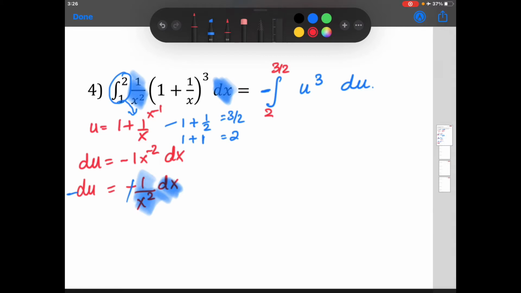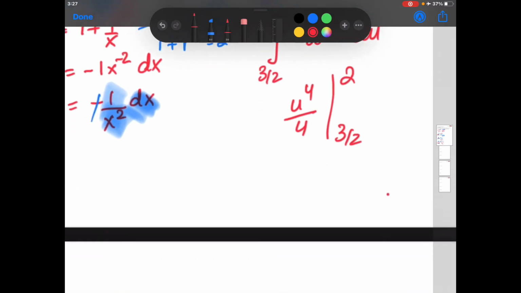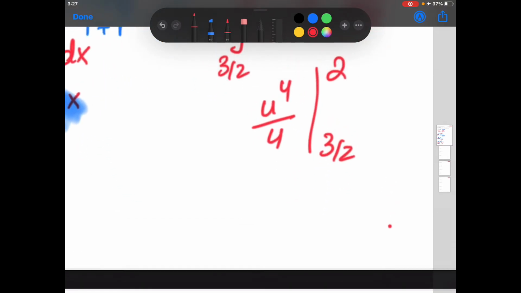If you look closely, you will see that the bounds are actually the smaller number at the top and the bigger number at the bottom. So you're going to rearrange it and negate it. So the negative would get rid of that. So you have 3 halves to 2 of u cubed du. Now take the integral of u cubed, which is u to the 4th over 4, and I'm going to bound it from 3 halves to 2. I'm not going to write the plus c because you're bounding it, right?